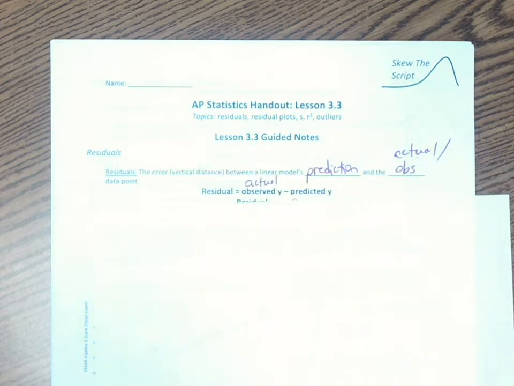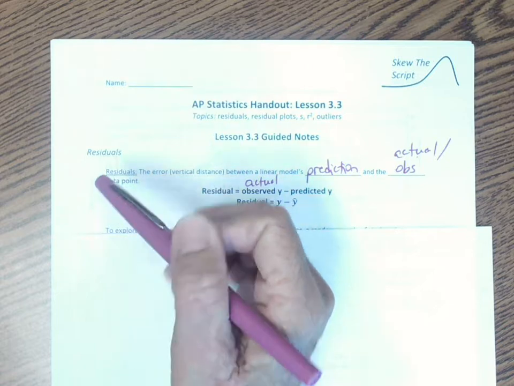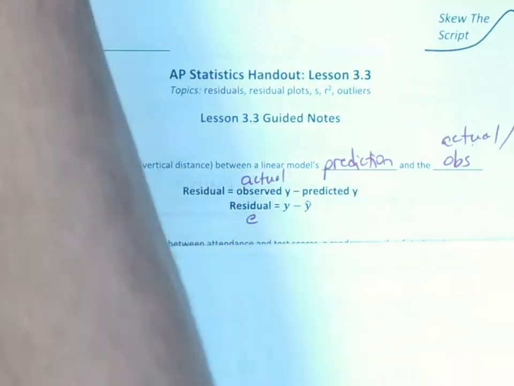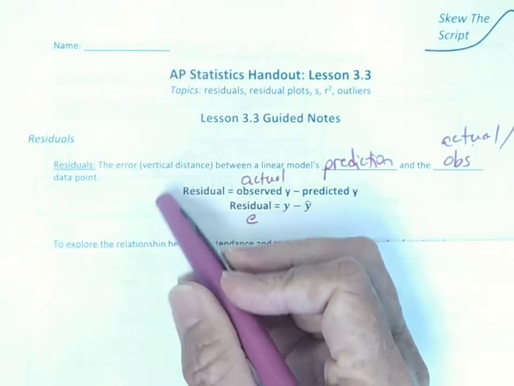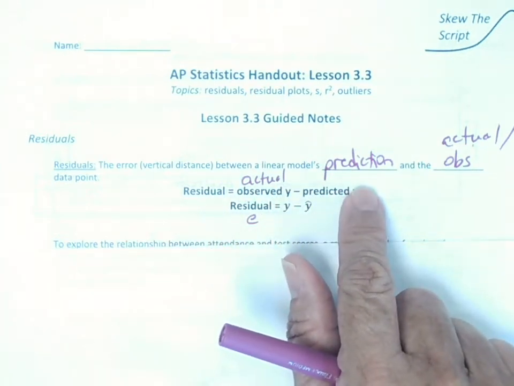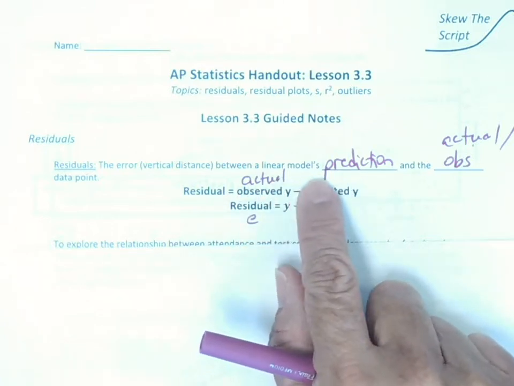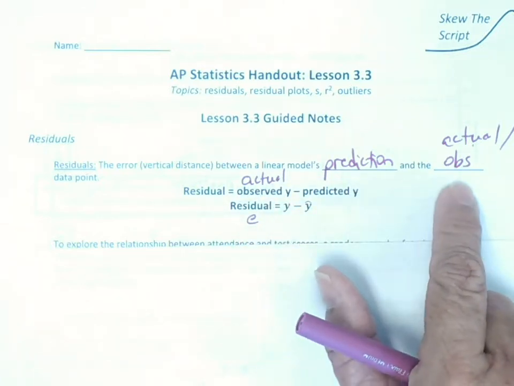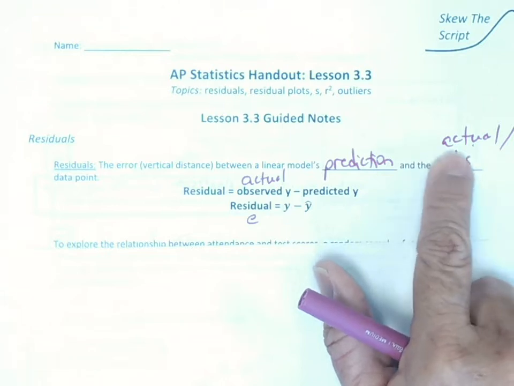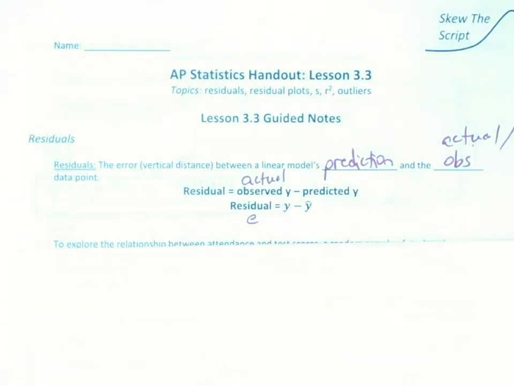Okay, so a new vocabulary word is residuals. Residuals are basically the error, the vertical distance between a point and the predicted value, the least squares regression line. So it's the distance between the linear model's prediction and the observed value or the actual value. I like to use the word actual, but observed is accurate also.